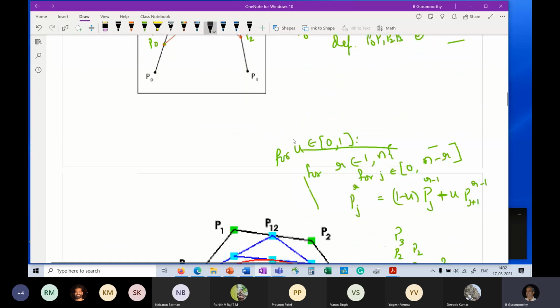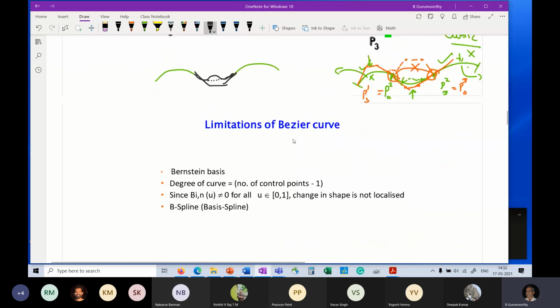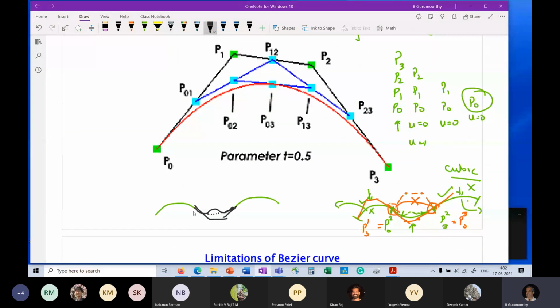I have only these 4 points, right? 1, 2, 3, and 4. So can I move any of these points to get this hump up? Conceivably, I can move this point up in that direction or this point up in that direction, and I can get that, perhaps. That's one way to do this.